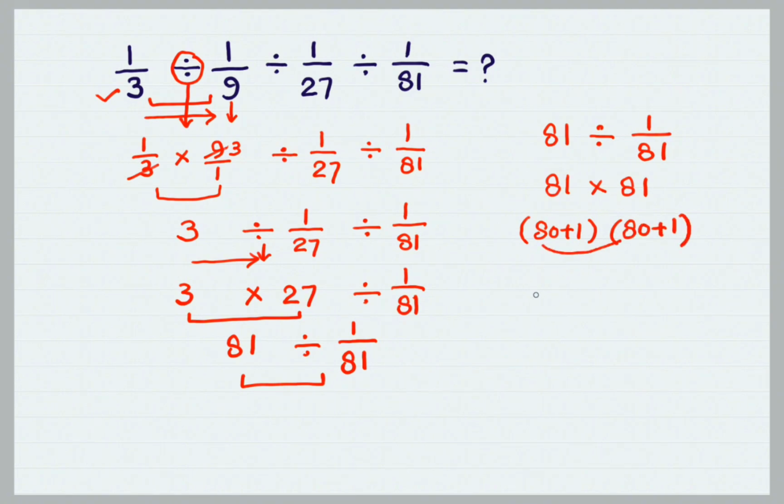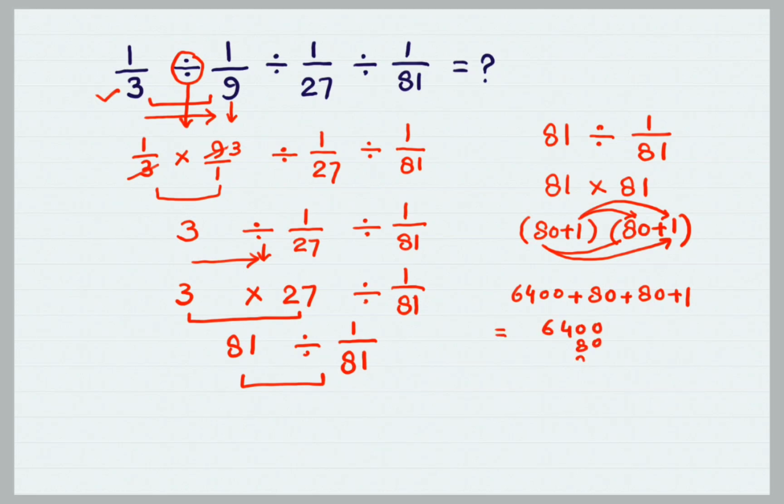Now multiply 80 times 80, we will get 6400, plus 80, plus 1 times 80, and 1 times 1, it will be 1. Now we will add these 4 terms. 6400, 80 plus 80 plus 1. We will get 1 and 4 by 4. Our answer will be equal to 6561.